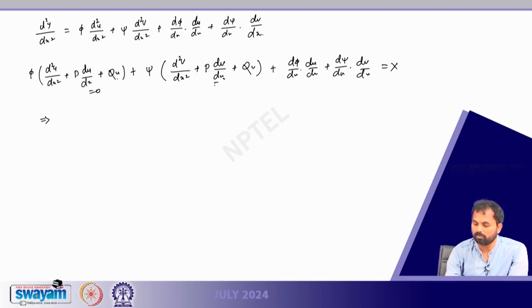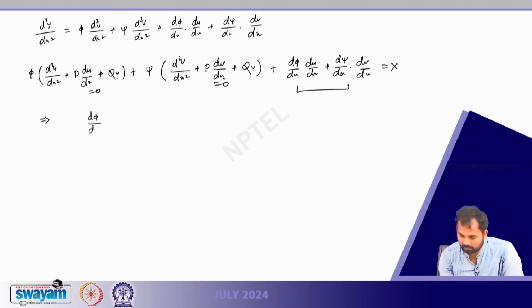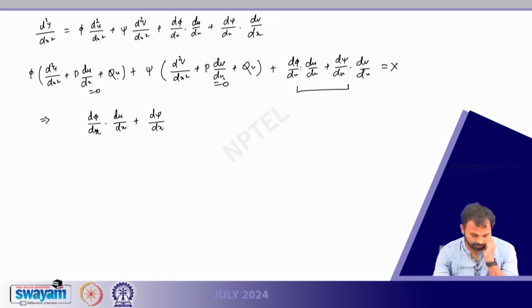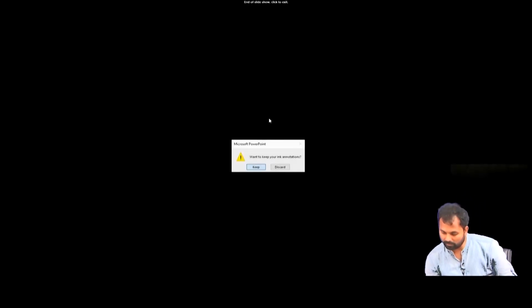So, this will be equal to 0, this will be equal to 0 because they are the solution of the homogeneous equation. So, they both will equate to 0. So, ultimately we will be left with only this term: d phi dx into du dx plus d psi dx into dv dx equals capital X, right. So, this is our equation number 6. So, we have equation number 5 and we have equation number 6.